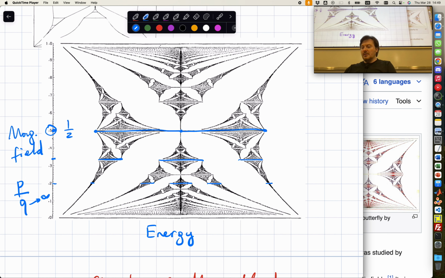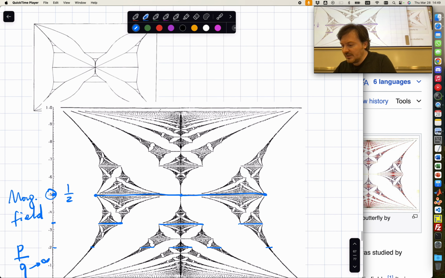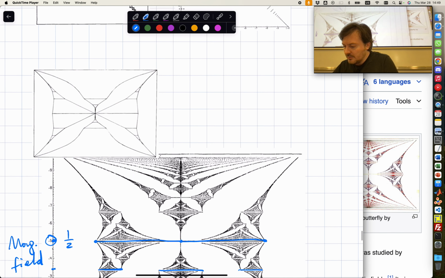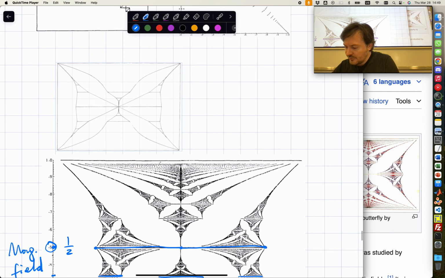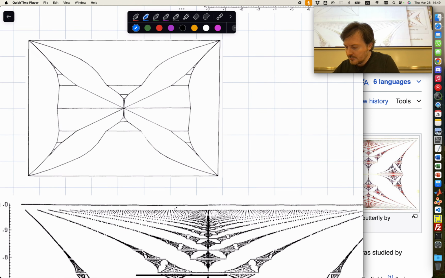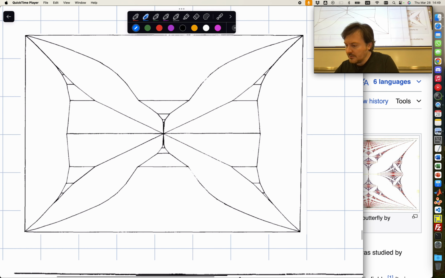Okay. How about fractality, right? Self-similarity. Hofstadter realized that basically you start with this thing, and you basically take this image, this whole thing. Let me actually do this. Let me first draw this.